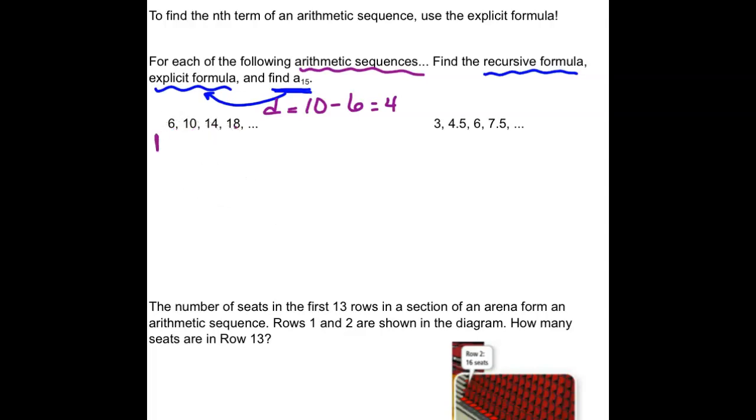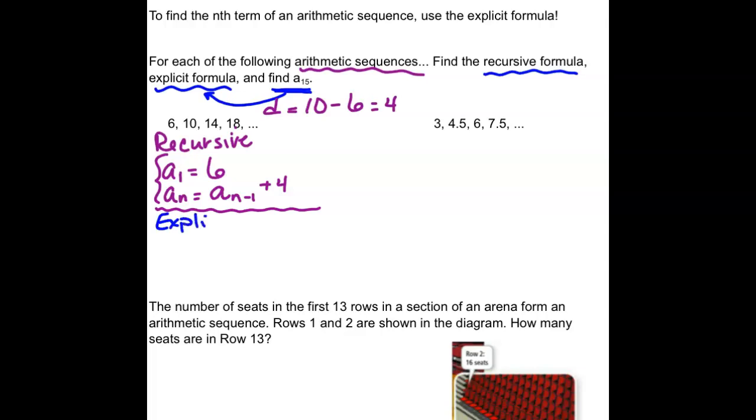Okay, so my recursive rule will say the first term is a 6, and all the terms after that are going to take the previous term, so a sub n minus 1, and simply add 4 to it. Okay, my explicit rule says the nth term will take the first term, which is a 6, plus n minus 1 of my common differences, which in this case is a 4. So distributing, we've got 4n minus 4 plus the original 6. So my formula would be 4n plus 2.